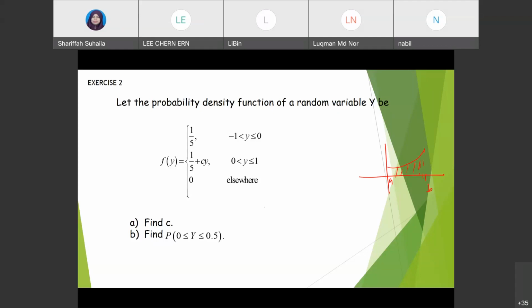So that means you have from minus 1 up to 0, we take the function 1 over 5 dy, plus from 0 up to 1, 1 over 5 plus cy, dy, because you will integrate with respect to y, set equal to 1. Okay, try to solve it, what is your C? Once you get your C, then you can solve the one below.